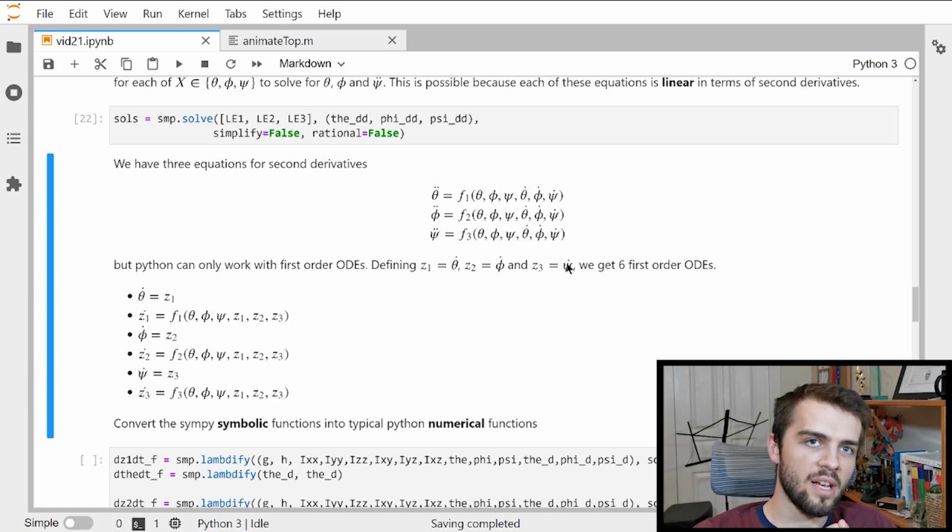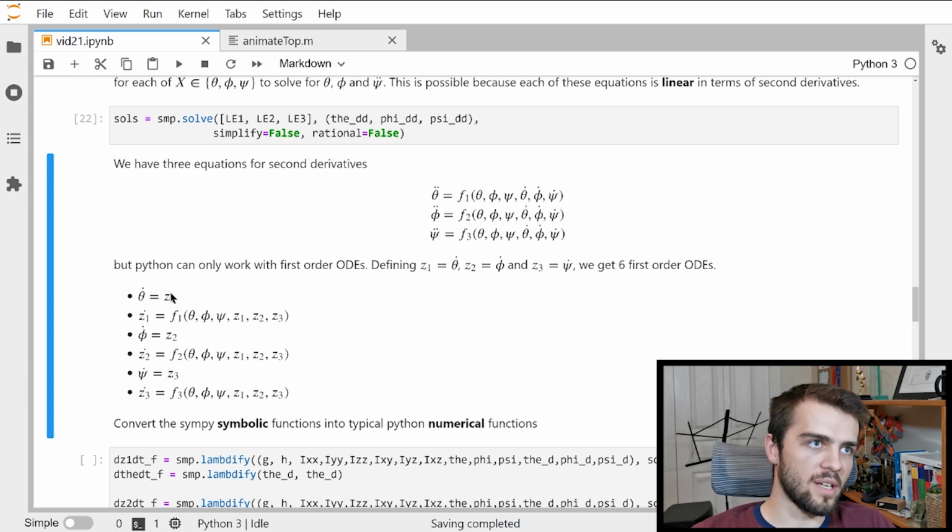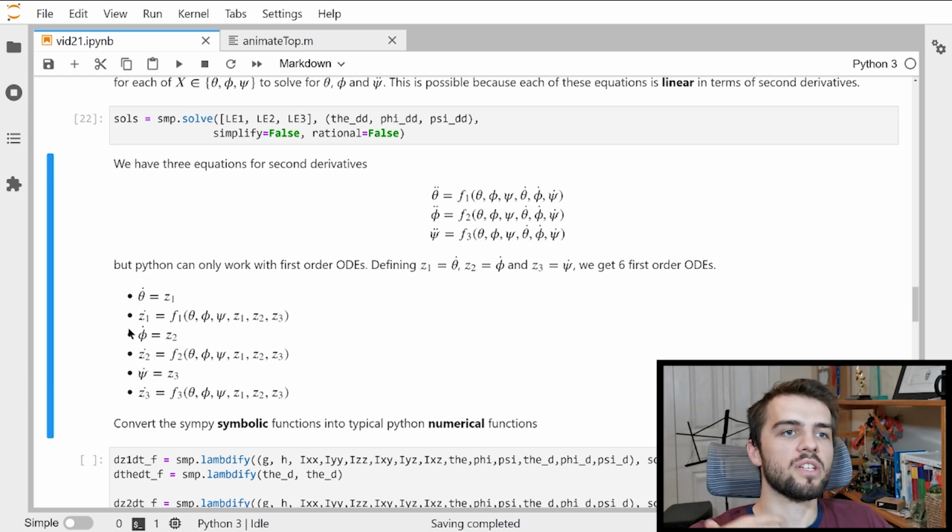And this is just a trick to solving second-order differential equations on a computer. And we get 6 first-order ODEs. We get theta dot is Z1 by definition, and then Z1 dot, which is really theta dot dot, is equal to F1 of all these variables. So now we have 6 first-order differential equations that we can solve numerically using SciPy.